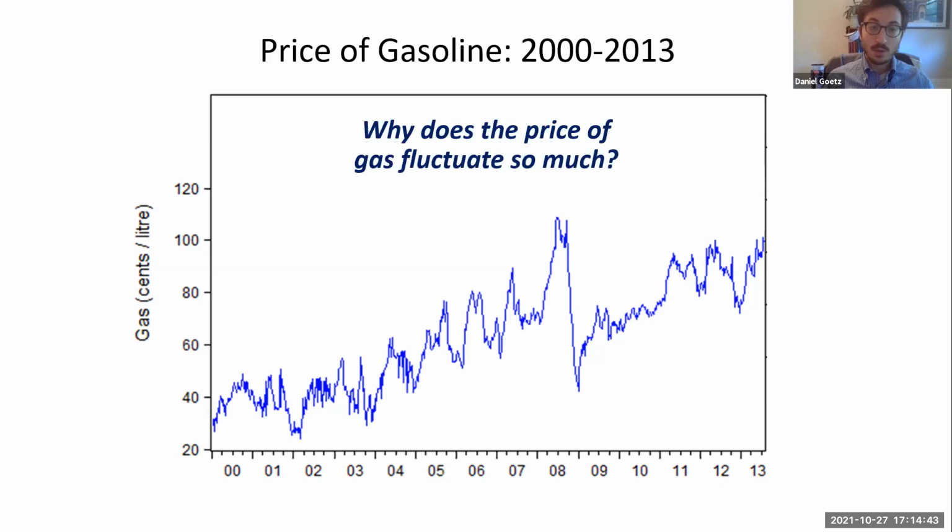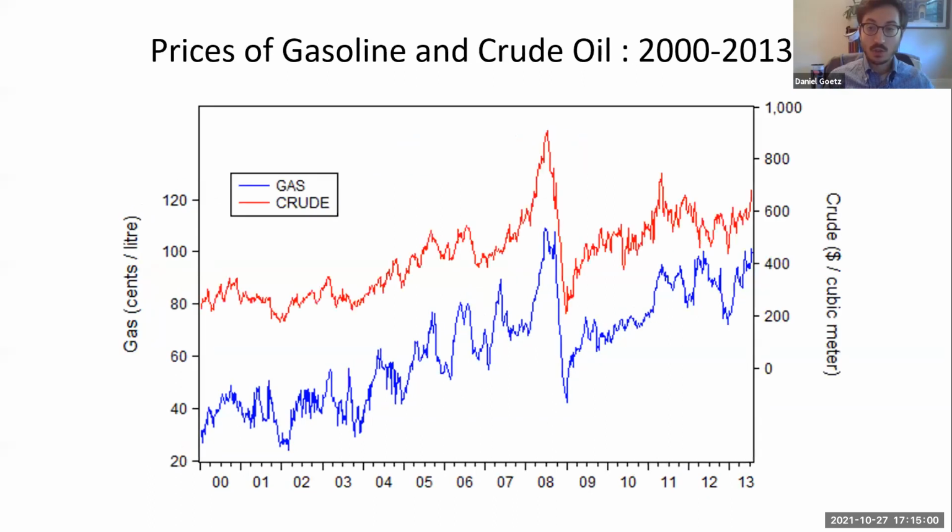So when we think about why the price of gas is fluctuating so much, demand from drivers is pretty stable. Maybe in the summer it goes up and then in the winter it goes down, but it's pretty stable over time. So why is the price changing so much?